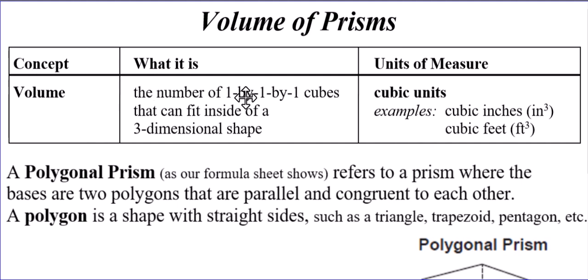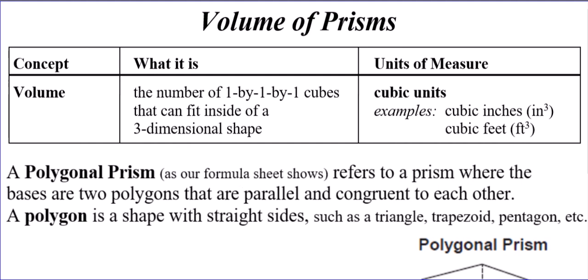Volume is the number of 1 by 1 cubes that can fit inside of a 3-dimensional shape. So kind of like area, except area is for 2-dimensional shapes. Volume is the amount of 3-dimensional space that you can fill inside that 3D shape, and it's officially measured in cubic units, actually 1 by 1 cubes. We can show that with a little 3 in the corner of whatever unit of measure we're talking about. So cubic inches with the inches with the little 3, cubic feet with the feet being cubed there, little power of 3. That's how we show cubic units for volume.